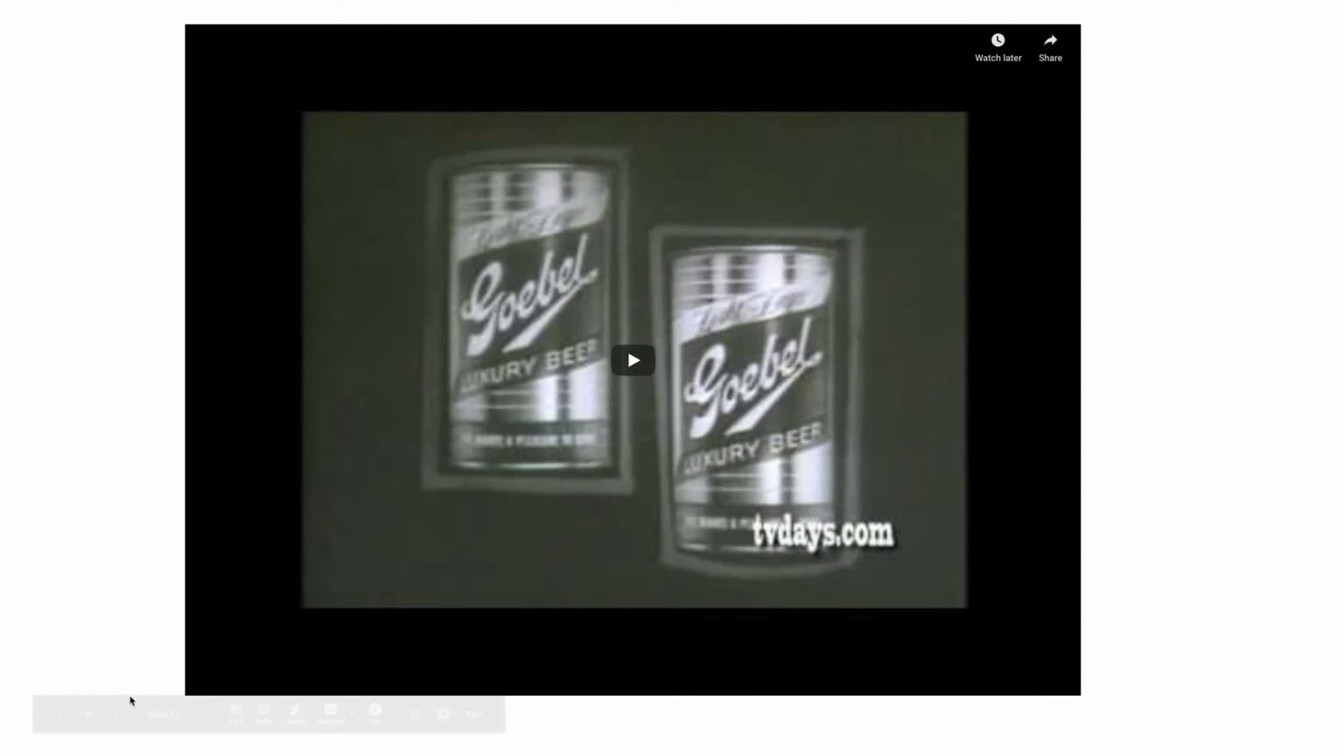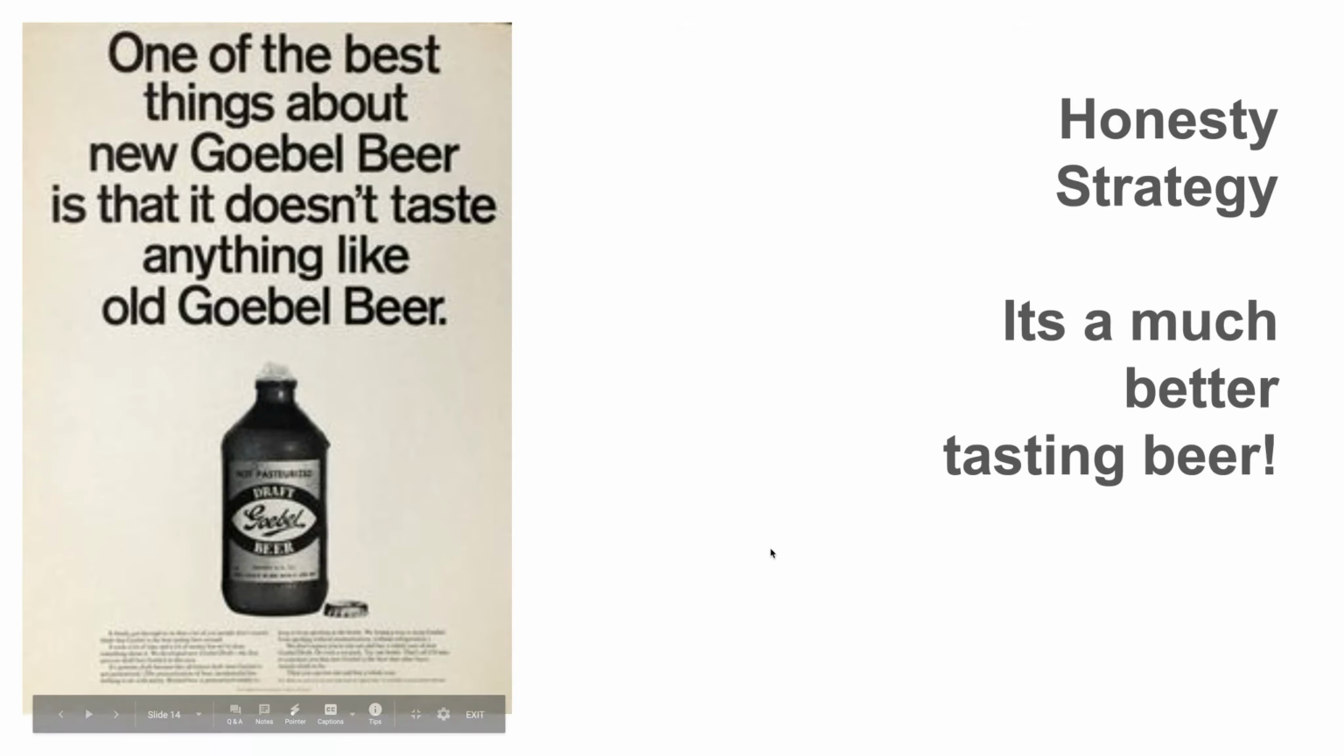Okay, so this beer actually was terrible. Then they came up with a new beer, the same brand, and they used what we call an honesty strategy. One of the best things about the new beer is that it doesn't taste anything like the old beer. So basically they're saying we were terrible, now it's not. It doesn't taste anything like the old one. It's way better tasting. A very clear headline, being honest about the new product being launched.